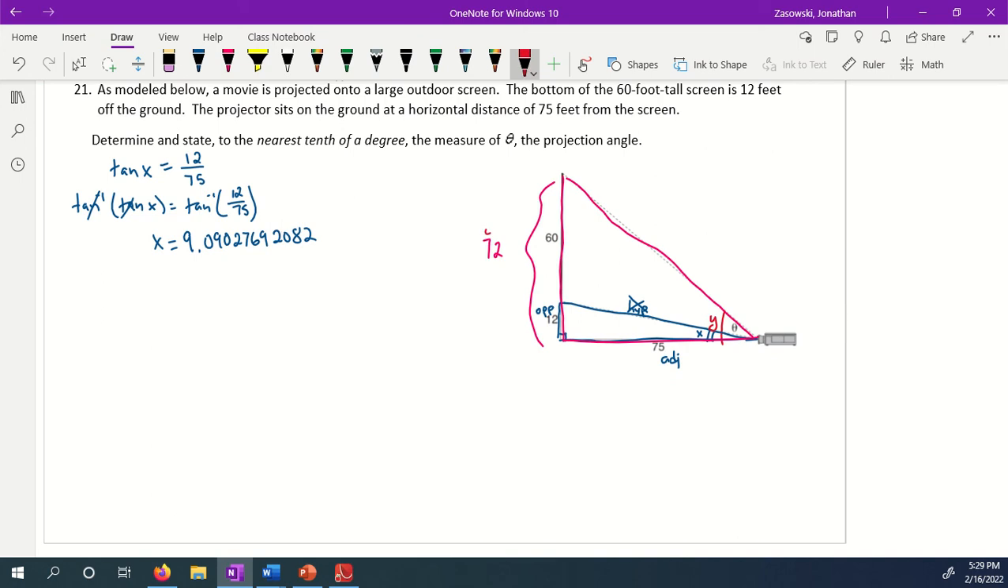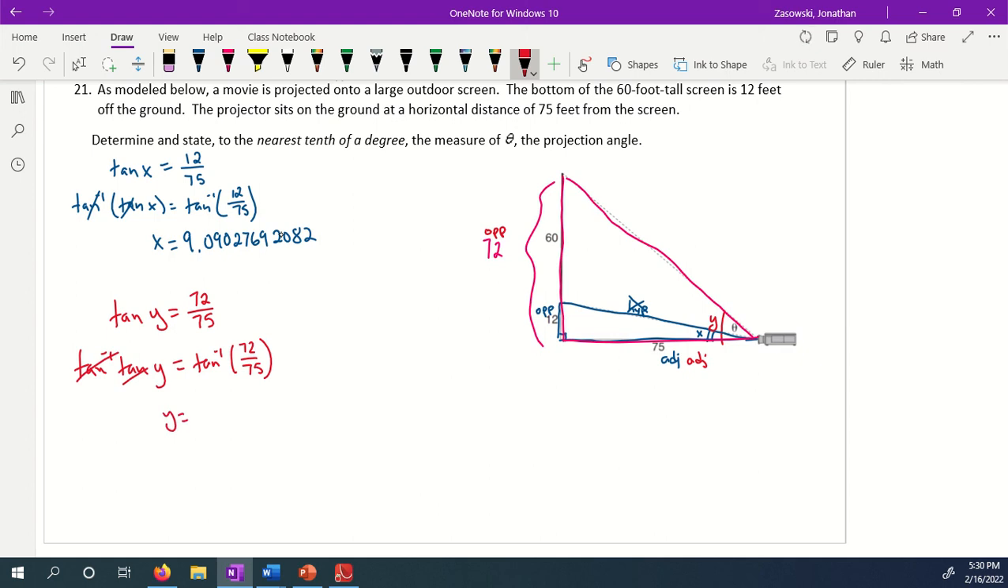So once again, we have the opposite leg, which is 72. We still have the adjacent leg of 75. So we're also doing the tangent of y, opposite over adjacent. Last question, then you can tell us whatever it is that you need to tell us. Okay? Taking the tangent inverse of both sides once again.